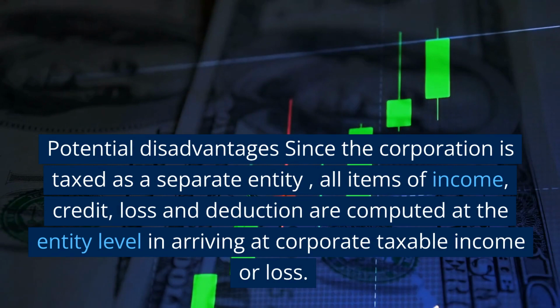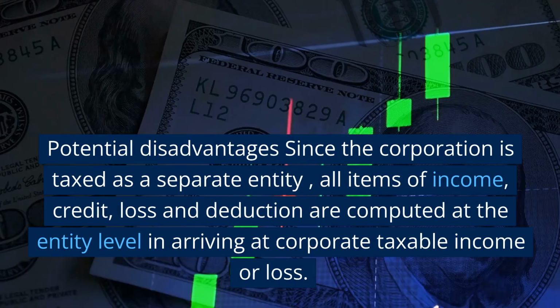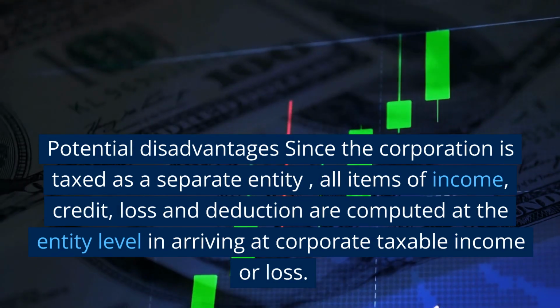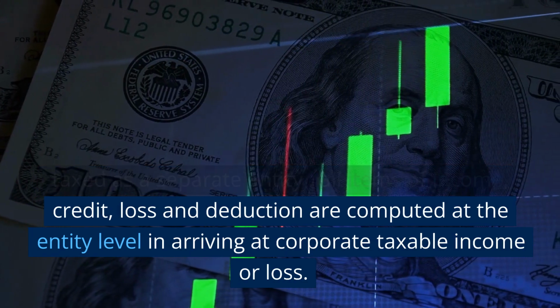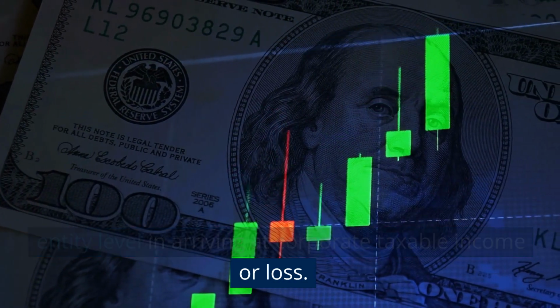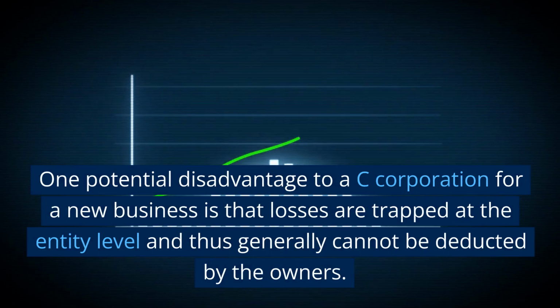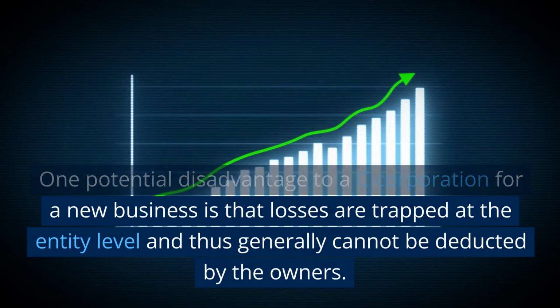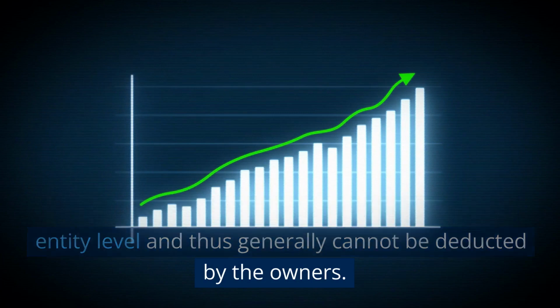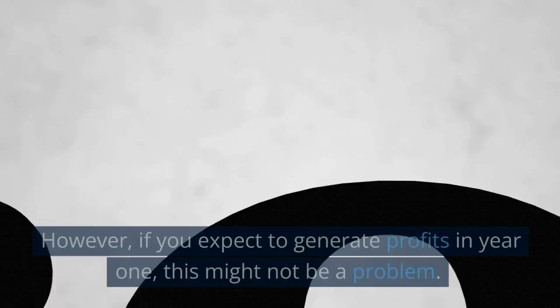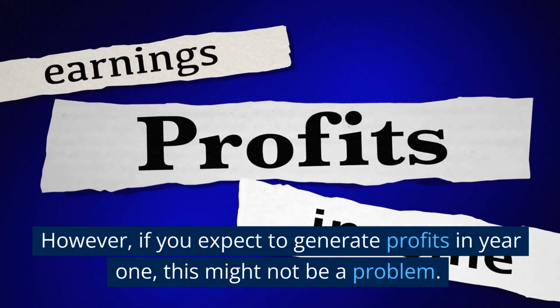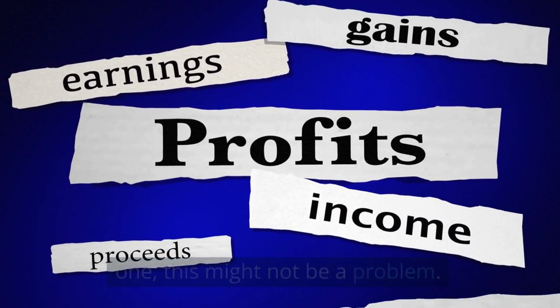Potential disadvantages: since the corporation is taxed as a separate entity, all items of income, credit, loss and deduction are computed at the entity level in arriving at corporate taxable income or loss. One potential disadvantage to a C corporation for a new business is that losses are trapped at the entity level and thus generally cannot be deducted by the owners. However, if you expect to generate profits in year one, this might not be a problem.